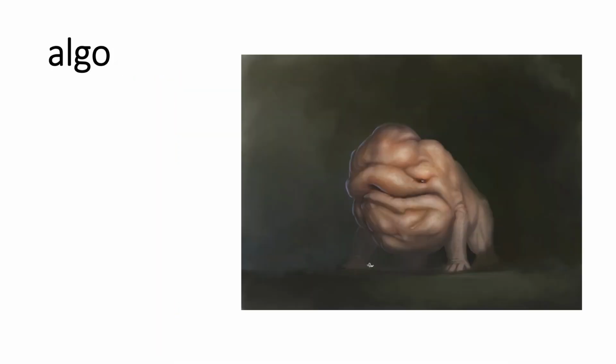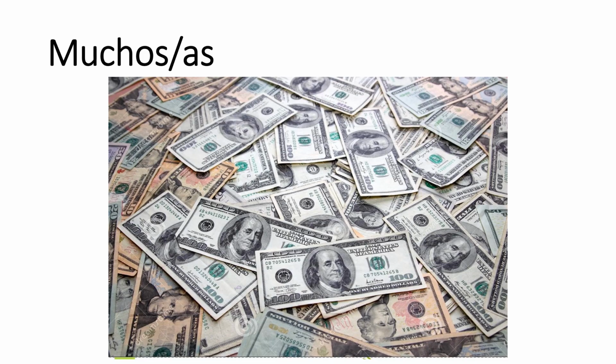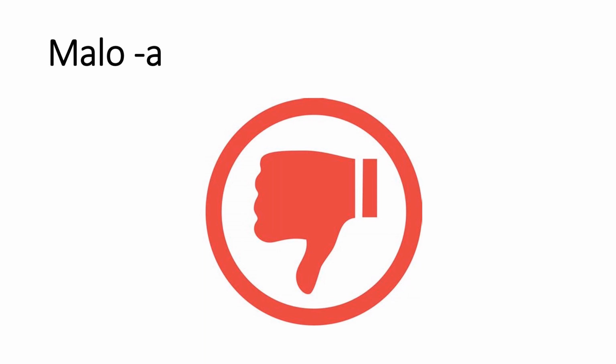Algo. All right, this one, I had trouble coming up with a picture, but I finally found this. I was like, what is that? Well, I don't know. It is something. Algo, something. So if the waiter asks you, algo para beber, something to drink, then you'll know what they're asking. Muchos or muchas, you already know that. A lot. And todos, you know that one too. All or everything. All of them. Todos. Todas. And malo, mala, you know that one. Bad. It's comida mala, bad food.